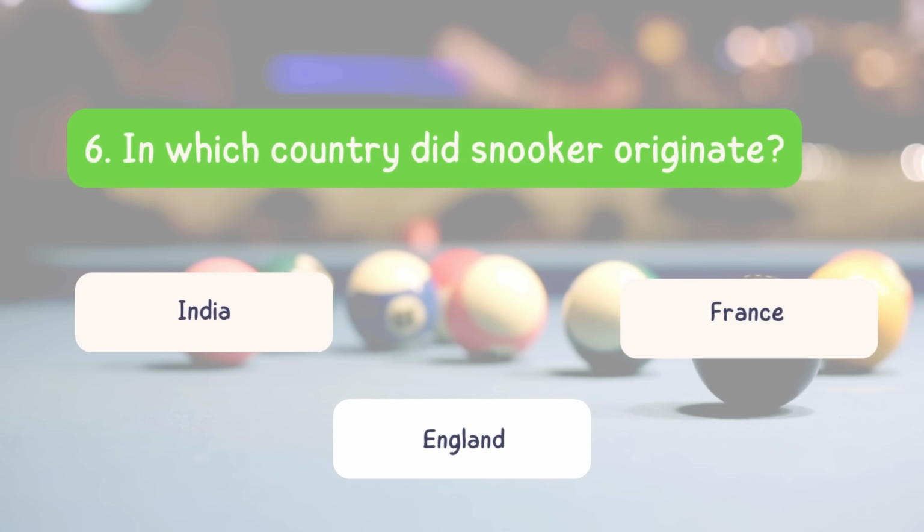Sixth question. In which country did snooker originate? India, France, England. The correct answer is India.